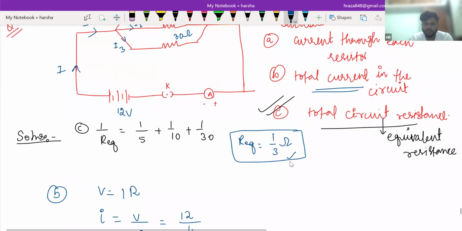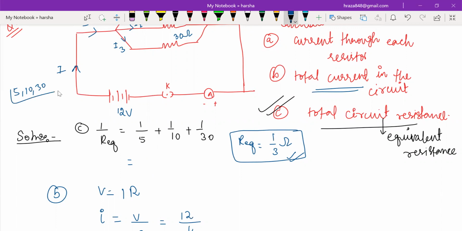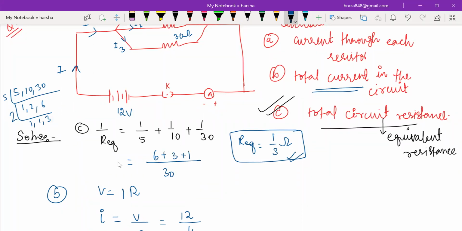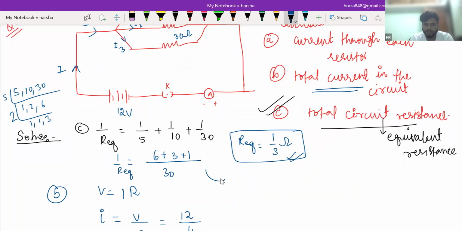Is this correct? 1 by 3 ohm. Let me solve this. 1 by 5, 1 by 10, 1 by 30. LCM will be anyone? 30, right? Yes, sir. It will be 30. 5 sixes are 30, 10 threes are 30, 30 ones are 30. Now, if you are going to add it, R equivalent will be equal to 10 by 30. Again, you have made a very big mistake. You just told me that R equivalent has a value 1 by 3, right? Yes, sir.